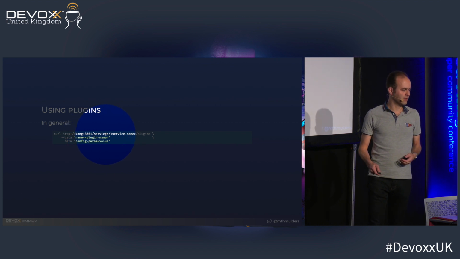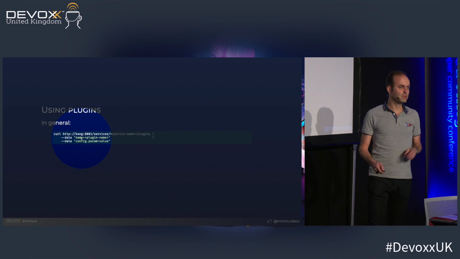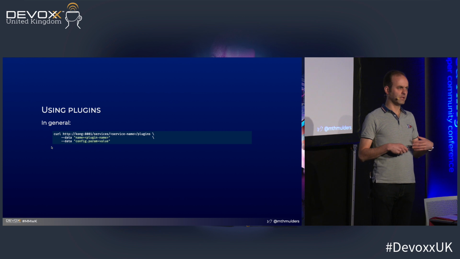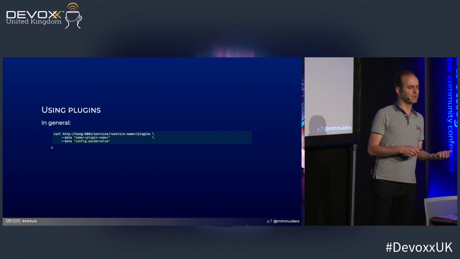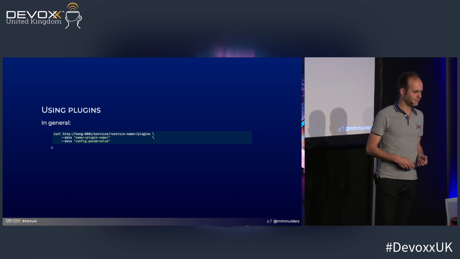And for example, here I want to enable a plugin on a service. So I'm specifying the service name, and I'm invoking the plugins endpoint, and I'm giving two parameters: the name of the plugin that I want to enable, and some configuration parameters. Those are optional. But each plugin clearly documents the parameters that it accepts and what these parameters do.